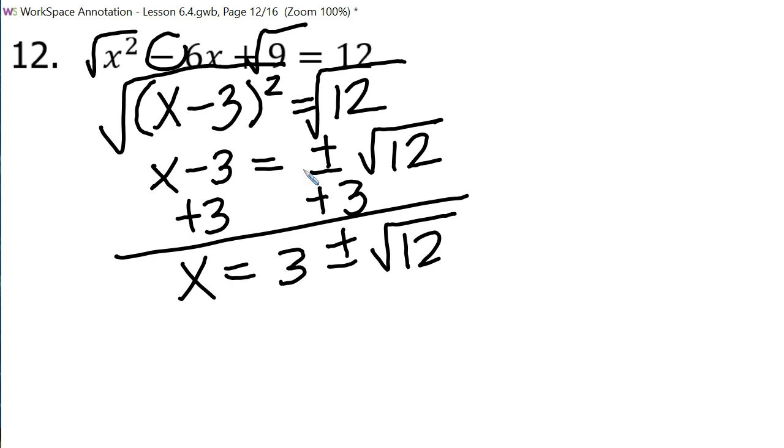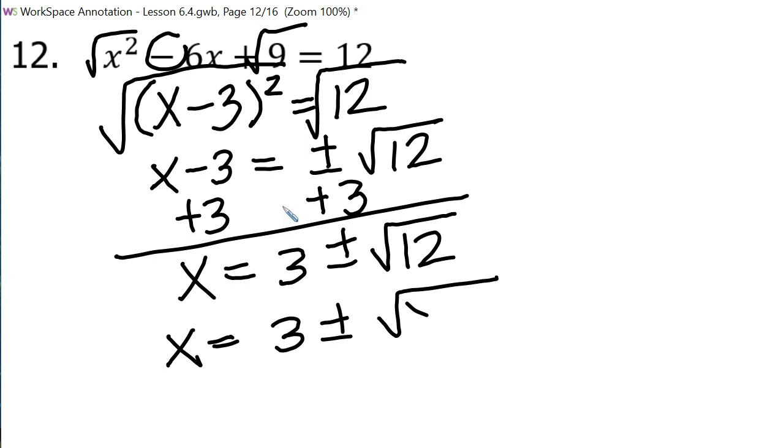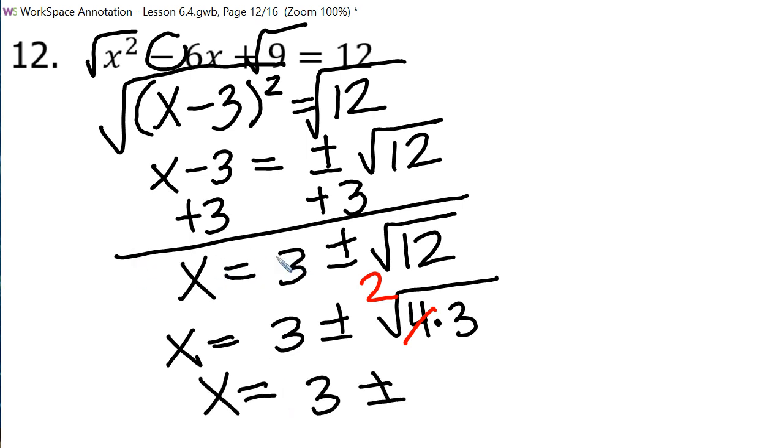Is that answer in simplest form? No, that radical simplifies. So if your radical can simplify, make sure you simplify it. So what is the perfect square for 12? 4. So 4 times 3. Mark out the 4. What's the square root of 4? 2. So the answer would be x equals 3 plus or minus 2 square root of 3.